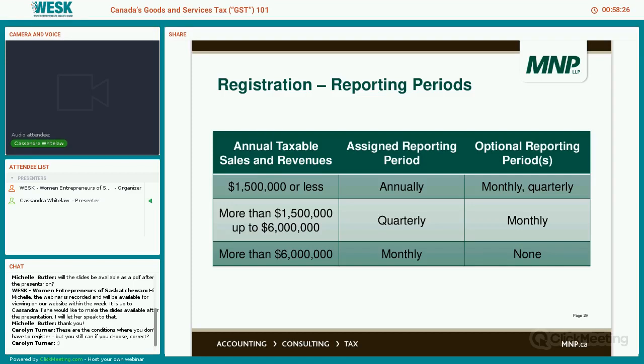Generally, the CRA will recommend annual filing. The advantage to filing more frequently is you have access to your input tax credits sooner, but the disadvantage of that is that you have to file more GST returns. So you kind of have to make the call as to whether getting the money quicker is worth the additional reporting.